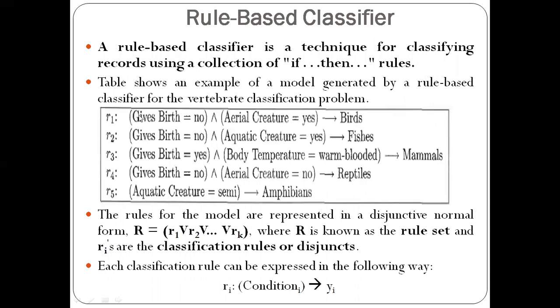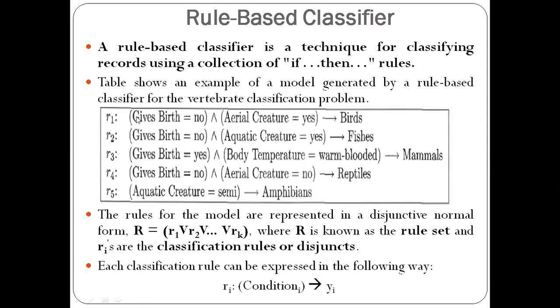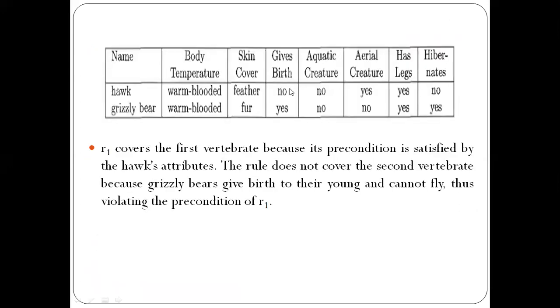Because if you see here, gives birth is equal to no and aerial creature is equal to yes. These two attribute values match rule R1. Rule R1 contains gives birth is equal to no and aerial creature is equal to yes. Since it matches the precondition of R1, we say that rule R1 covers this first vertebrate, or this species.